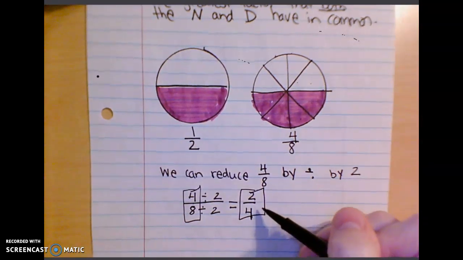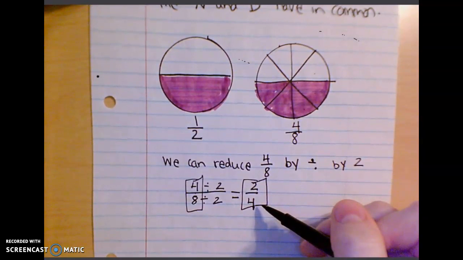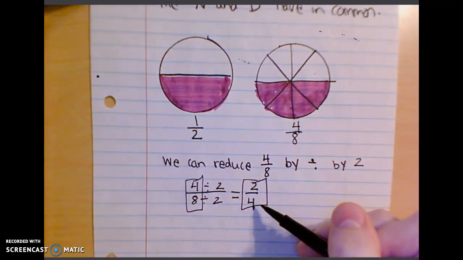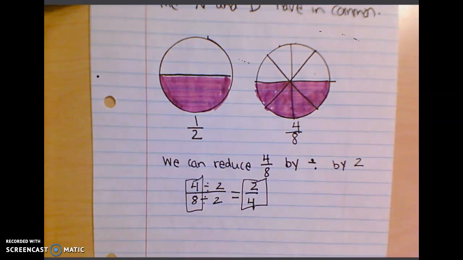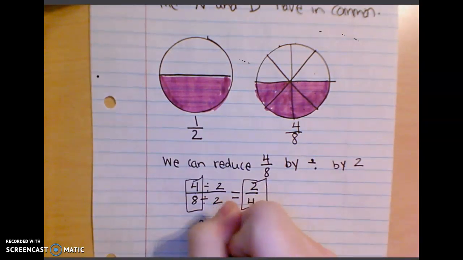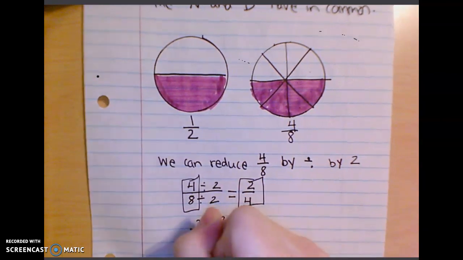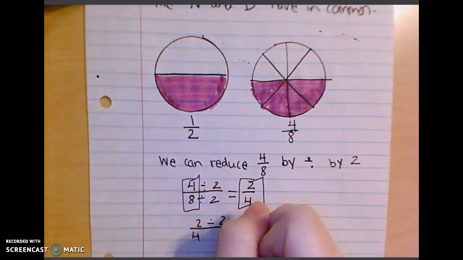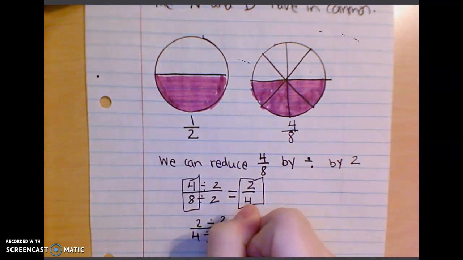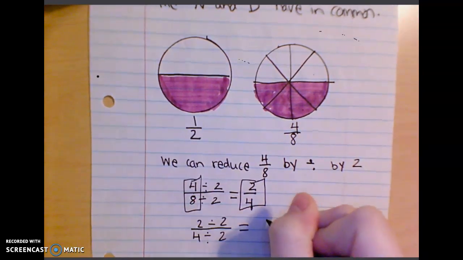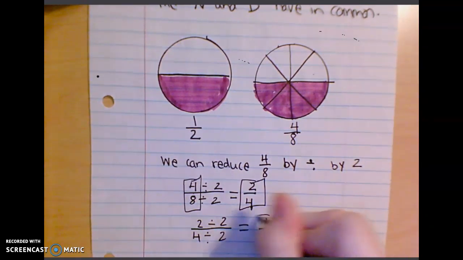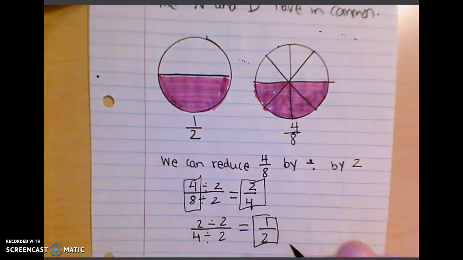However, this still is not reduced to lowest terms. We can simplify this and continue to reduce it, so we're going to reduce again. These are both even numbers, so we know 2 can go into them again. So then if we have 2/4 divided by 2 here, 2 will go into 2 one time, 2 will go into 4 twice. So now we have reduced the fraction to find that 4/8 is equal to 1/2.